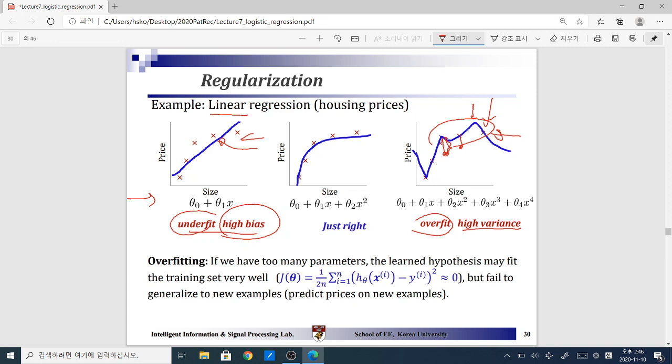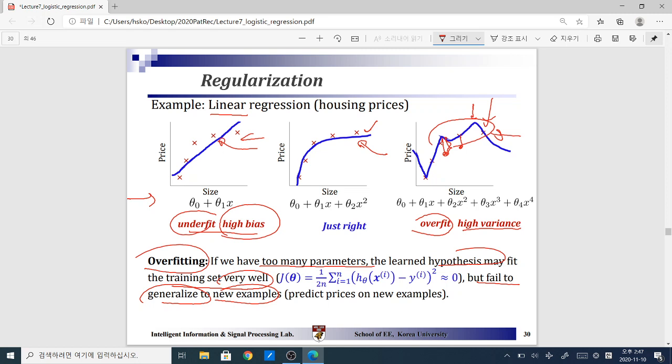On the other hand, if the number of parameters is just about right, then the line fitting is going to be just about right. That is, it is going to be between the underfit and the overfit. So once again, the overfitting case is that if we have too many parameters, the learned hypothesis may fit the training set very well, as I have indicated there, but it fails to generalize to new examples. Okay.